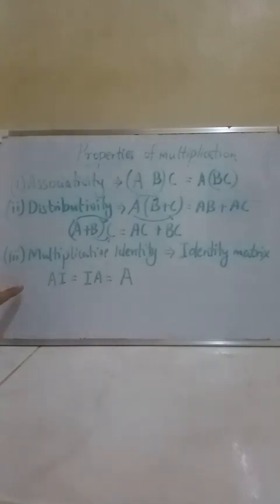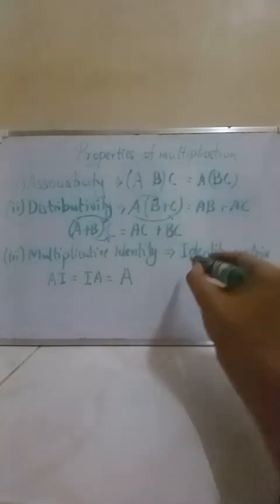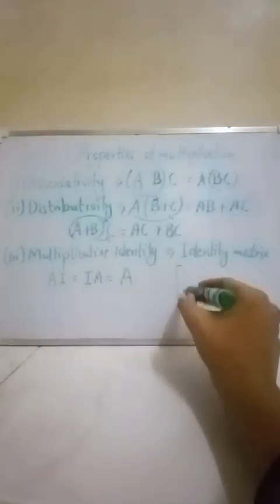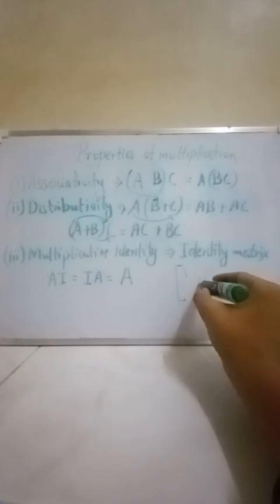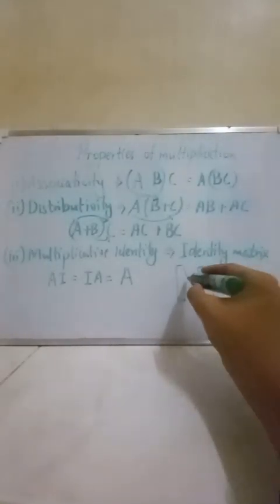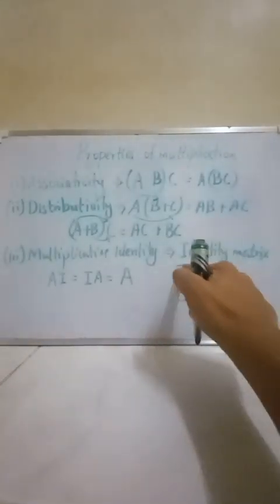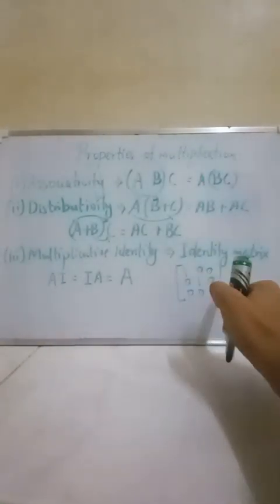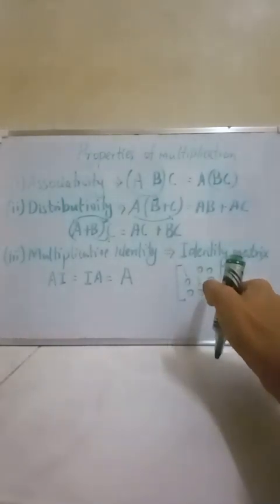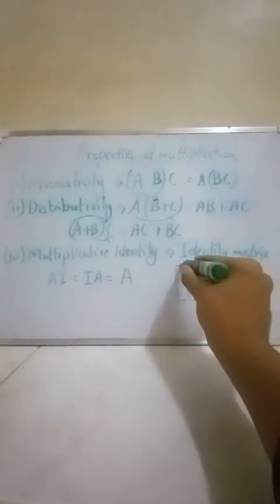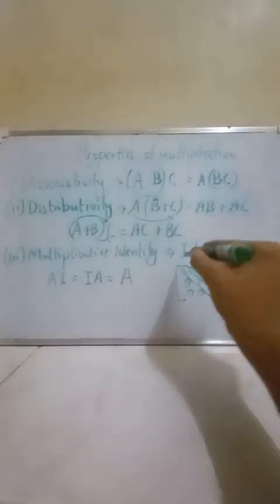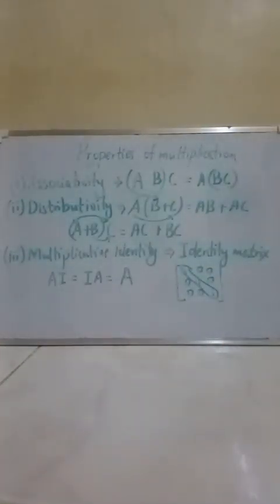Finally, we have the multiplicative identity. Okay, multiplicative identity is the identity matrix. So what is an identity matrix? An identity matrix is a square matrix and it is also a diagonal matrix. If you check, all the diagonal elements will be 1 only. All the non-diagonal elements would be 0. So what is the diagonal? This is the diagonal, right? So the diagonal would be all 1 and the rest of the elements would be 0.